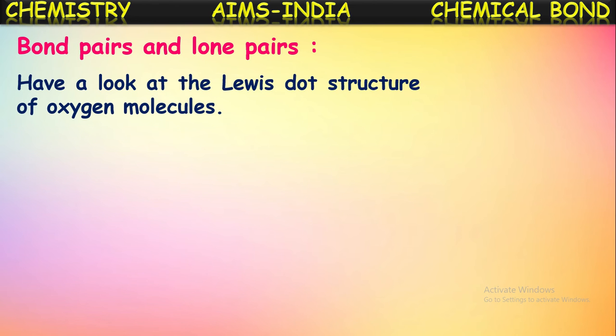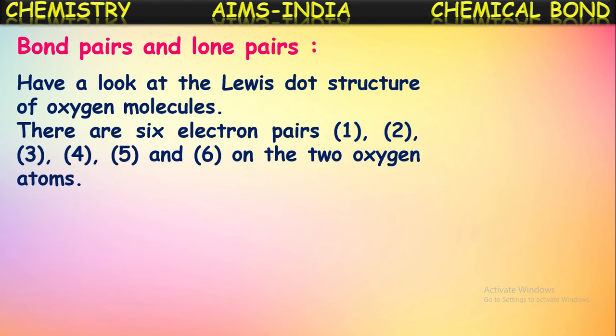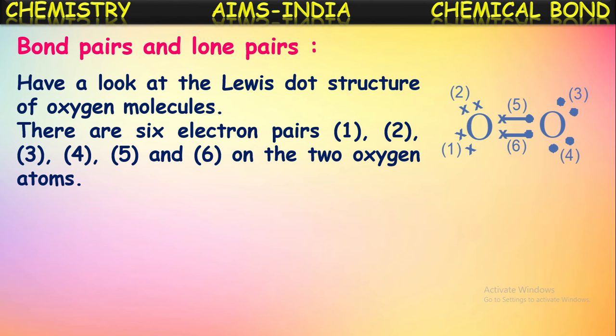Have a look at this Lewis dot structure of the oxygen molecule. Two oxygen atoms, each having 6 valence electrons, are shown with dots and crosses around the oxygen symbol. To become stable, when these two atoms approach each other, they share two pairs of electrons between them. By that, each oxygen atom will get an octet configuration.